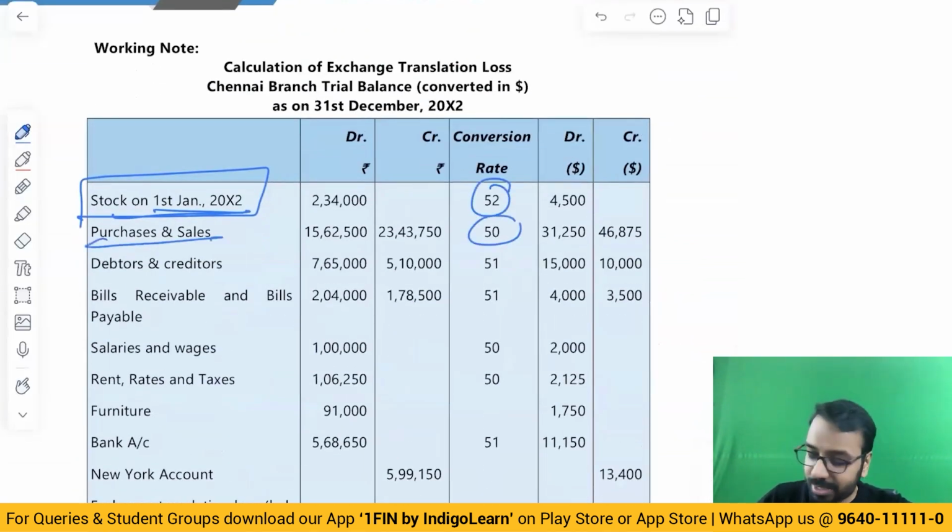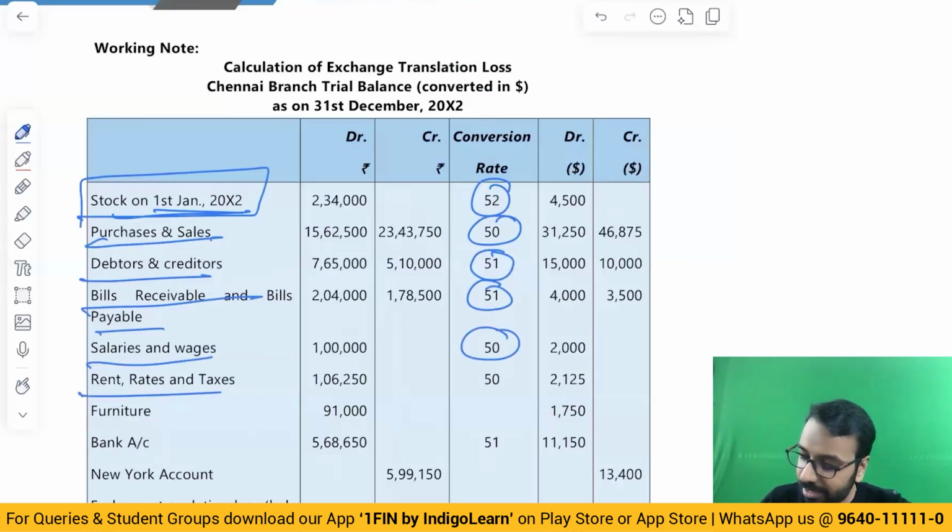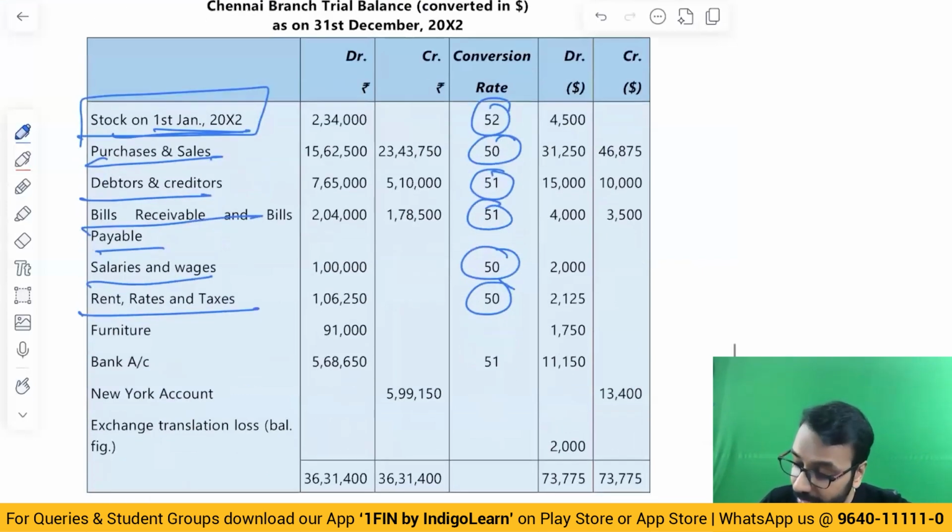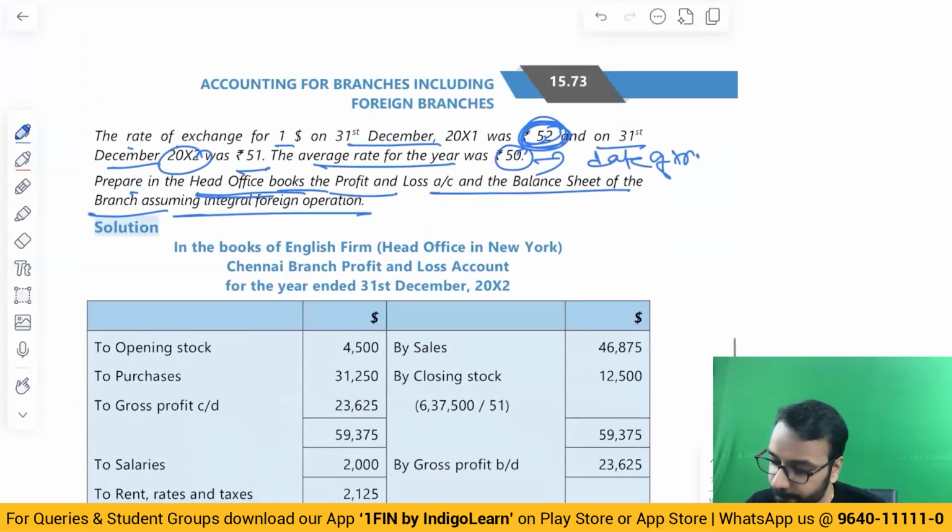Purchase and sales, average rate. Debtors and creditors, closing rate because monetary items. Bills receivable, bills payable, closing rate. Salary and wages, average rate. Rent, rates and taxes, average rate. Now, furniture, directly we know the dollar number. You will take the dollar, historical cost. Bank account, closing rate. New York account, have they given us the number?